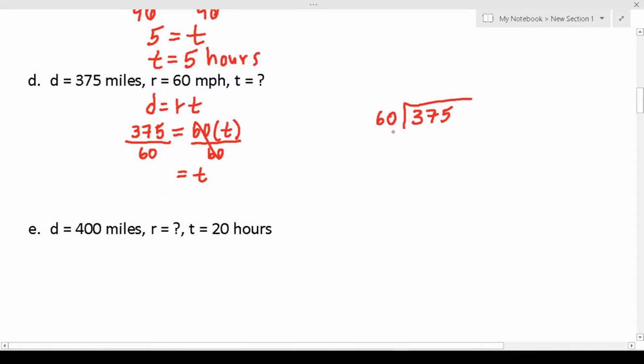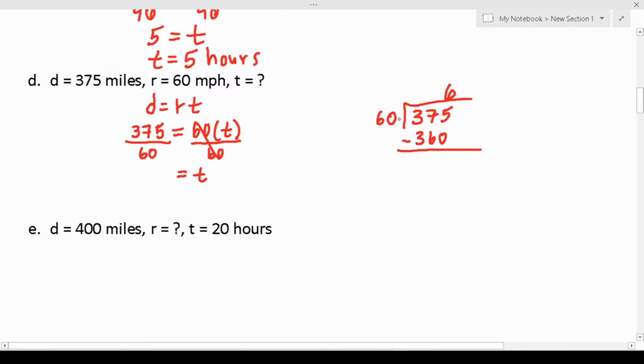Now we're asking ourselves, as we do this long division, how many times does 60 go into 3? It doesn't. How many times does 60 go into 37? It doesn't. How many times does 60 go into 375 without going over? 60 times 6 will be 360, whereas 60 times 7 will be 420. So we know this is 6 times. 6 times 60, as I mentioned, is 360.